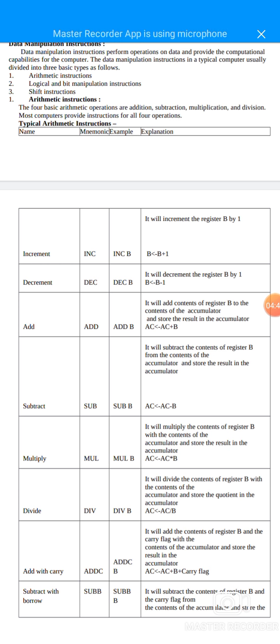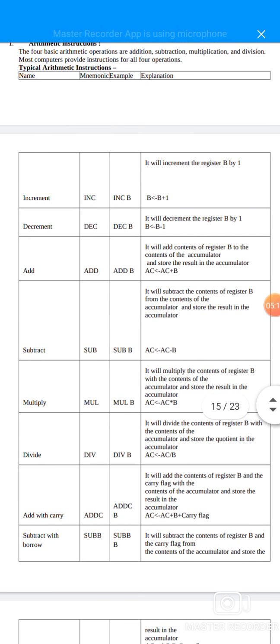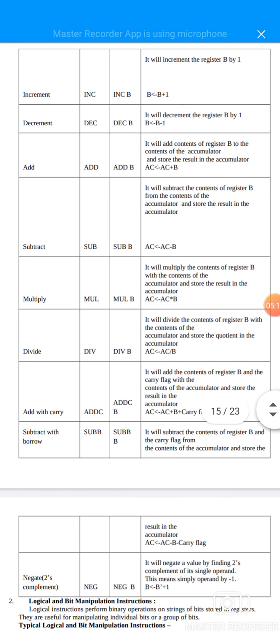I will tell you three explanations of these mnemonic codes. INC B: it will increment register B by 1, B gets B plus 1. DEC B: it will decrement register B by 1, B gets B minus 1. ADD B: it will add the content of register B to the content of the accumulator and store the result in the accumulator, AC gets AC plus B. And other mnemonic explanations will be displayed on the screen.